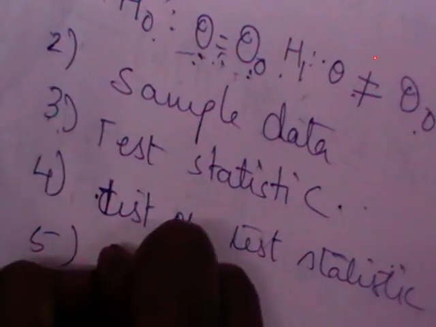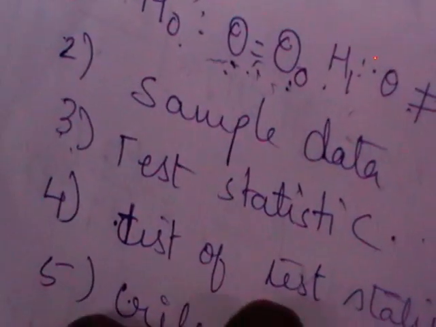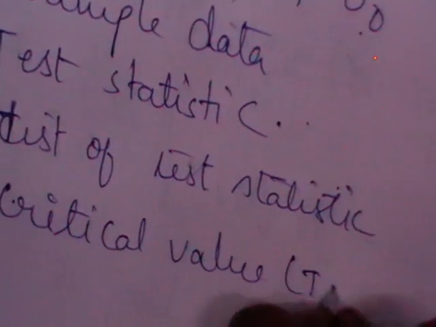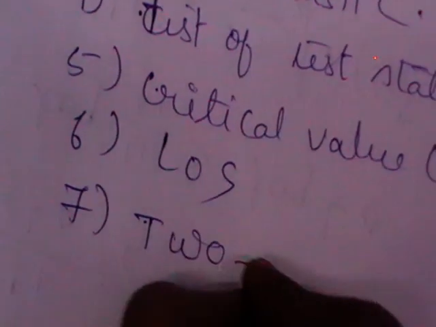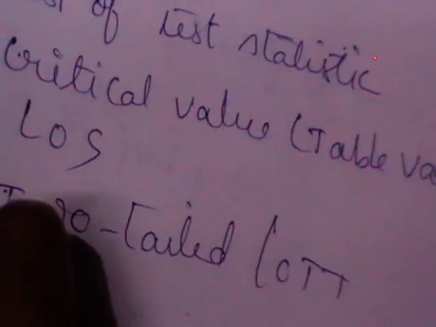And in the fifth step you should write the critical value, which is also called the table value. And in the sixth step, you are going to specify the level of significance. In the seventh step, you are going to specify whether it is a two-tailed test or one-tailed test. And at last, you are going to make the decision.